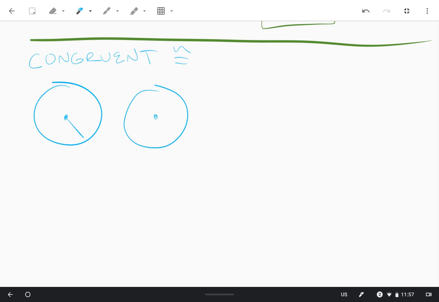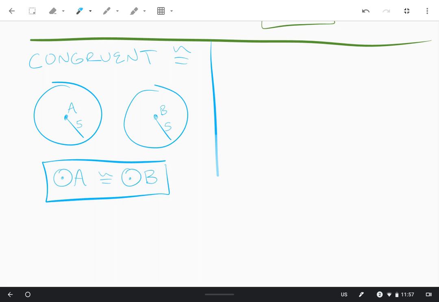Now, I know my drawings are a little strange, but if this is circle A and this is circle B, and both have a radius of 5, then we would say that circle A is congruent to circle B. Those are examples of congruent circles. Okay? So that's one circle relationship.